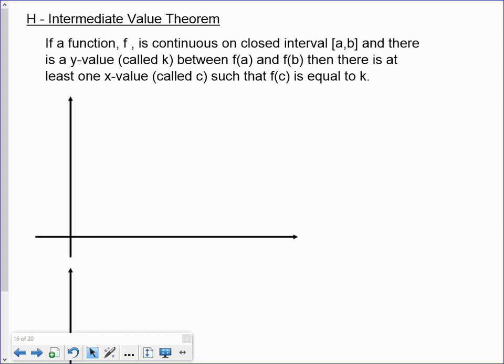So what I've got written up here is the text of the intermediate value theorem. If a function f is continuous on a closed interval from a to b, and there's a y value called k between f at a and f at b, then there's at least one x value called c, such that f at c is equal to k.